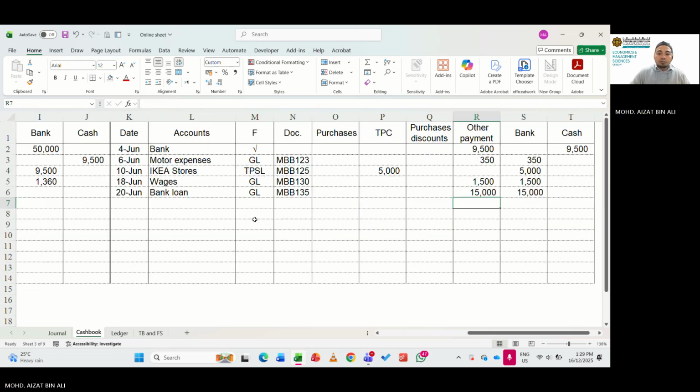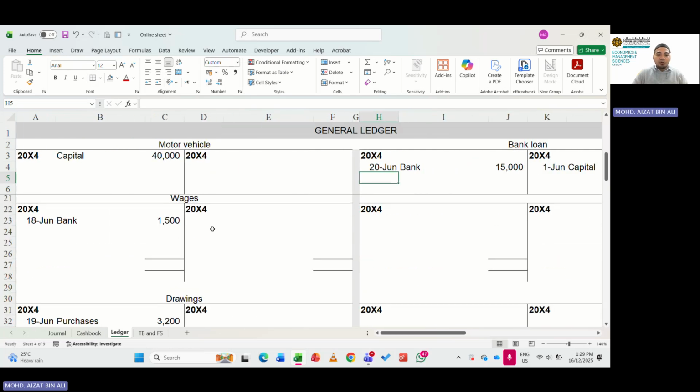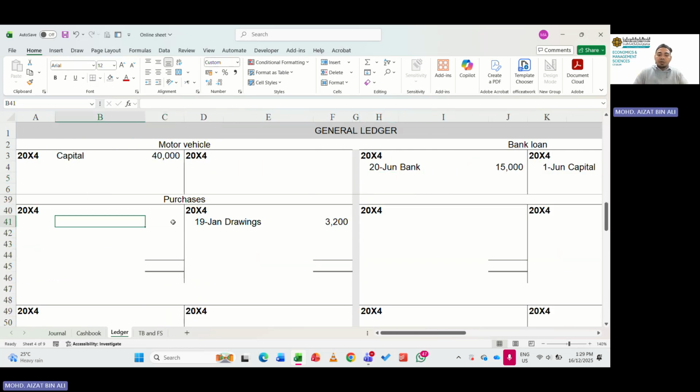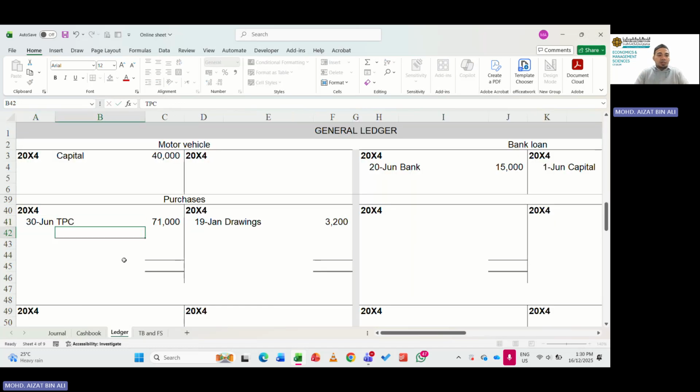So let's go to our general ledger. If I recall correctly, we have opened our purchases account. Yeah, there it is. 30th June, 71,000. This is the purchases account, debit, and the credited account would be TPC, trade payable control. Even though in this question we only have one trade payable, we still use the control account. So here we just write down TPC.